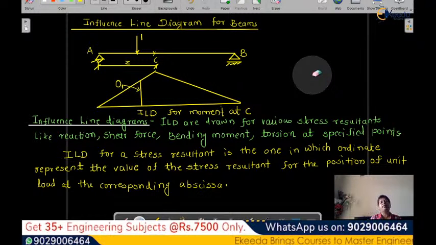So today in our doubt solving session, we are seeing influence line diagram for beams. Okay. So influence line diagram, what is the basic of it? What is the concept behind it? What are the theories behind it?